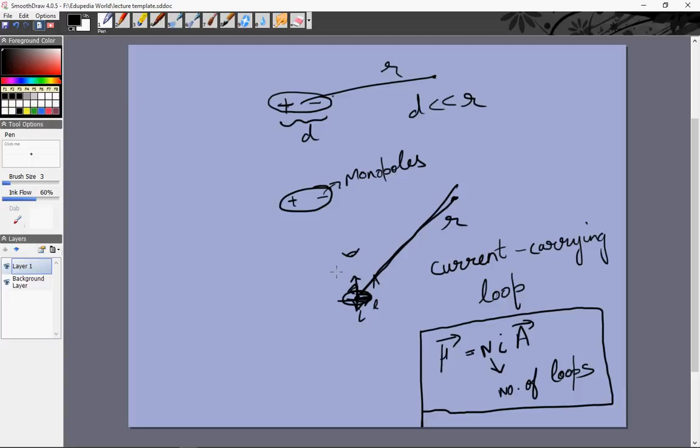Also, it doesn't necessarily have to be a circular loop. It can be any form of loop, even a twisted random loop. The only constraint is the dimensions of this loop must be much smaller than the distance away where we are calculating the magnetic field. Right, so let's start with what happens when we actually put a magnetic dipole within a constant magnetic field.